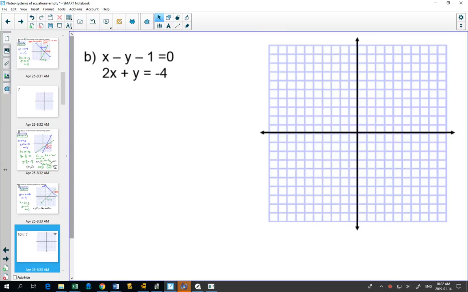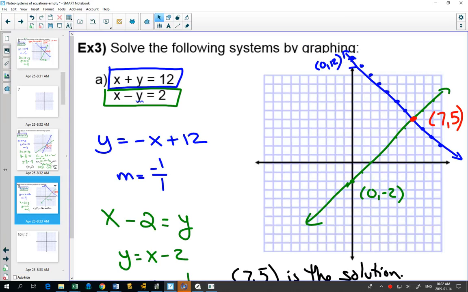Okay, I'd like you to try these next two. Can anybody see or predict a problem with the graphing technique? Okay, so here's our solution here. It worked out nicely to be a nice point. What if it doesn't work out nicely to be a nice point?